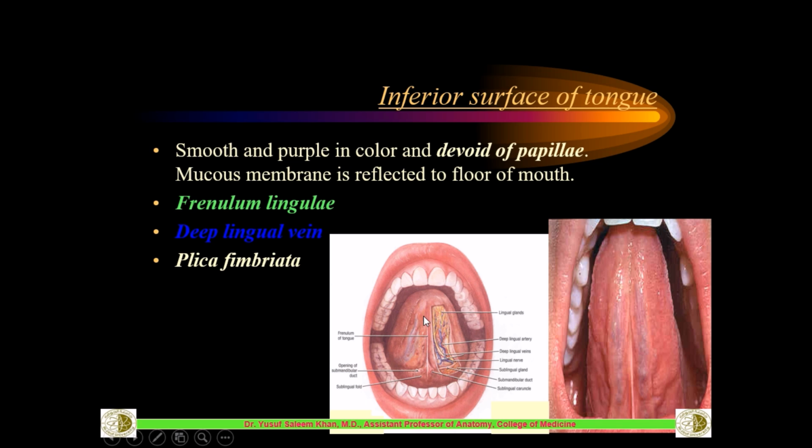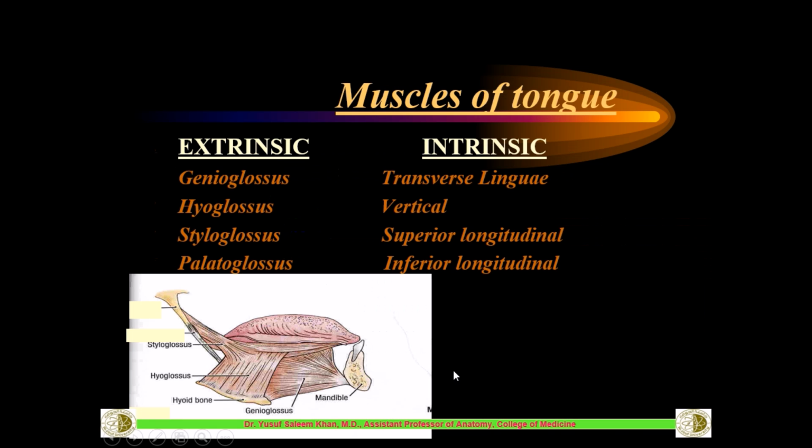In the midline of this, we can see the frenulum linguae, which I was discussing. It is the small mucosal fold which connects the tip as well as the inferior surface of the tongue to the floor of the oral cavity. So here also you can see the frenulum. And at the sides we can see deep veins. Here you can see the impression of the deep vein, which is because of the deep lingual veins that drain the tongue. Along with that, we can also see the plica fimbriata.